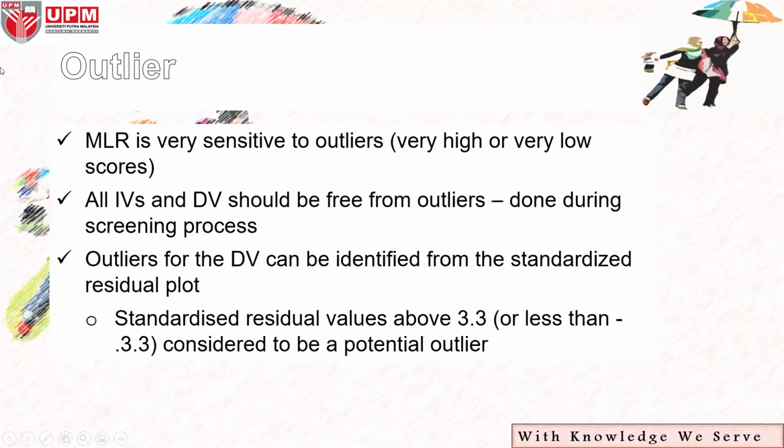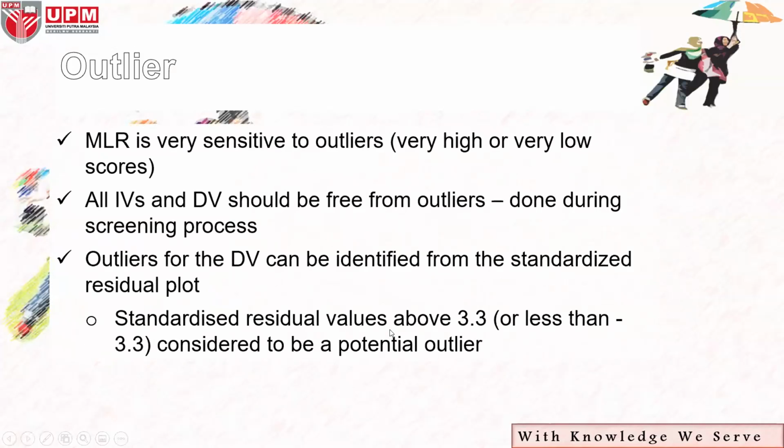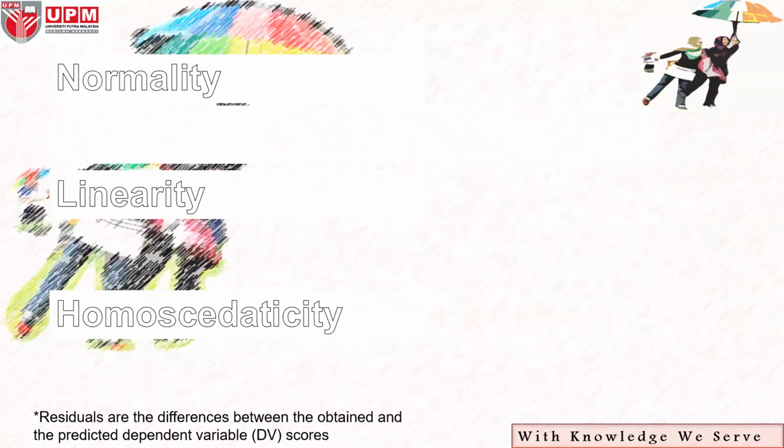Okay. So outliers for the DV can be identified from the standardized residual plot. Standardized residual values above 3.3 or below -3.3 are considered a potential outlier. So this is 3.3, not 0.3. The cut-off point is plus or minus 3.3. Okay, next one, normality.